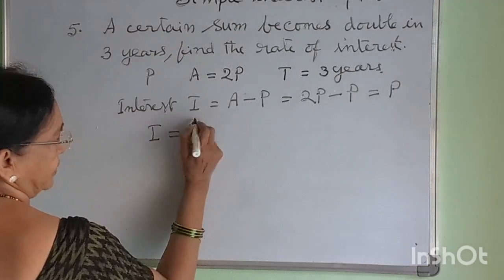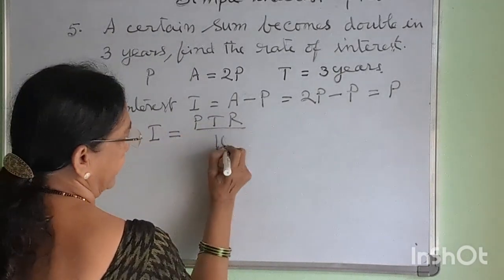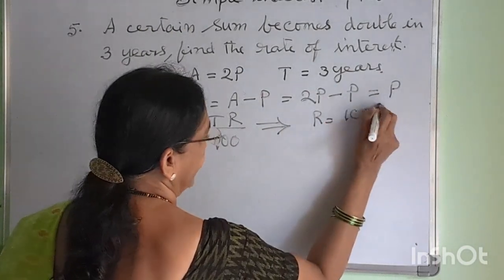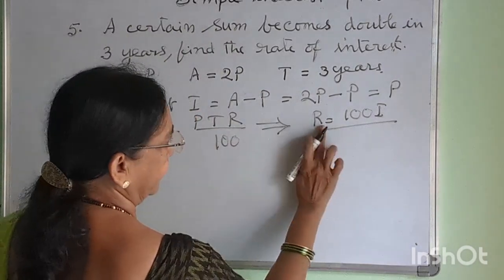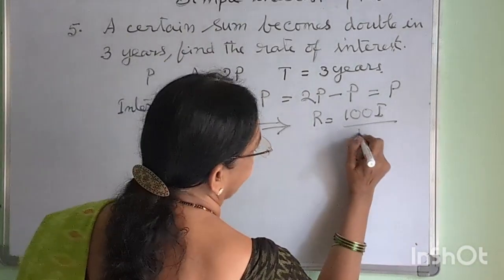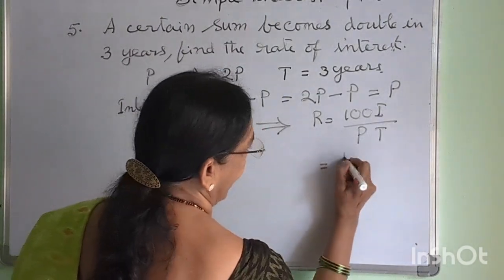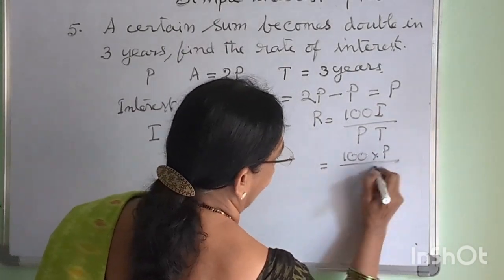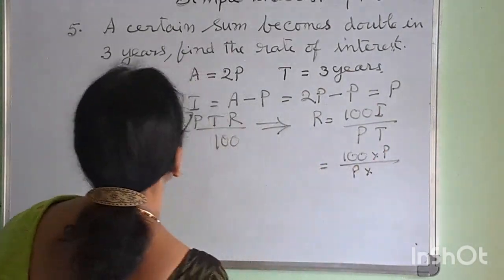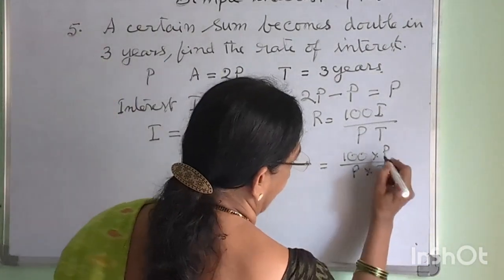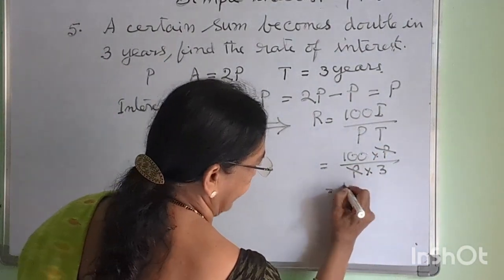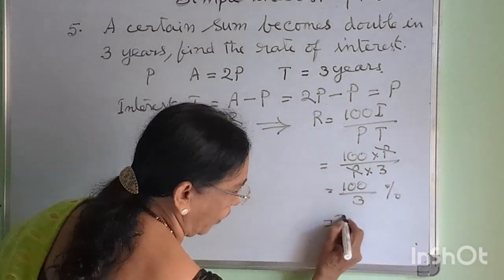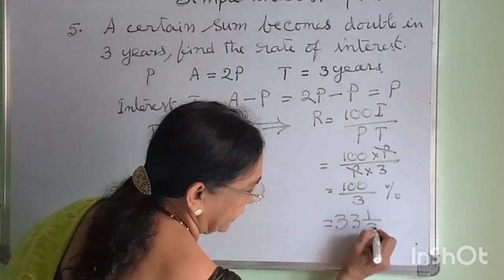Find the rate of interest. We use the formula I is equal to PTR by 100, which implies R is equal to 100 I by PT. That is equal to 100 into I, interest is P, by P into T, time is equal to 3 years. Therefore, P gets cancelled. This is 100 by 3%. Rate of interest is equal to 100 by 3%, or this is 33 1 by 3%.